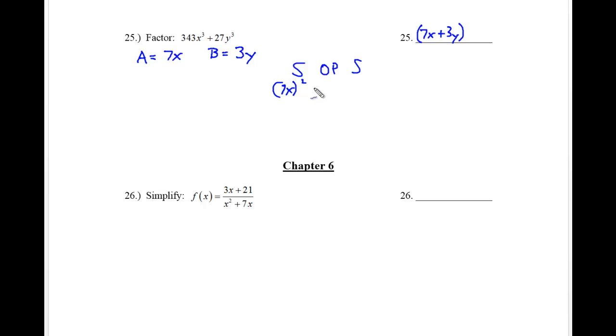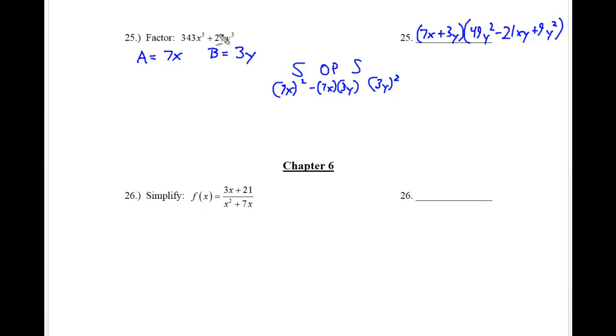It's the opposite product, so it's negative the 7x times the 3y. And then it's the square of the last term, or 3y quantity squared. So what this means is that we have 49y squared, and then we have the opposite product of 7, 3xy, which is going to be negative 21xy, and then we have the square of 3y, so this is going to be 9y squared. That, my friends, is the complete factorization of a sum of a trinomial problem here.